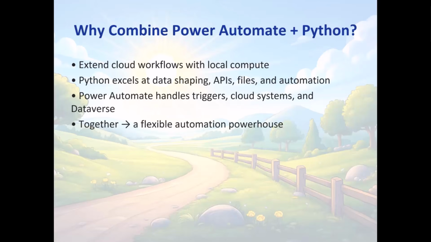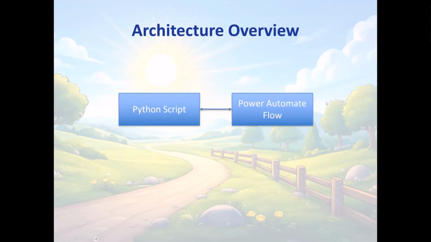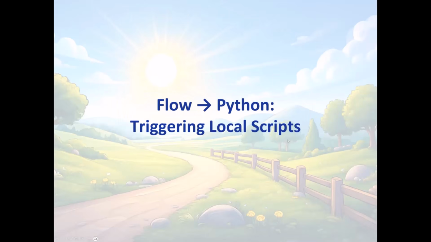Another thing I use: you can have Python trigger a flow that communicates with Dataverse. Then you grab data out of Dataverse and do a lot of cool things on the Python side, just because now you have the data. This is basically just showing a Python script can communicate with a Power Automate Flow, there's the bidirectional arrow. The very first thing we're going to talk about is how Flow can trigger Python.